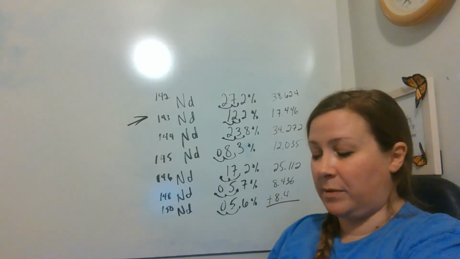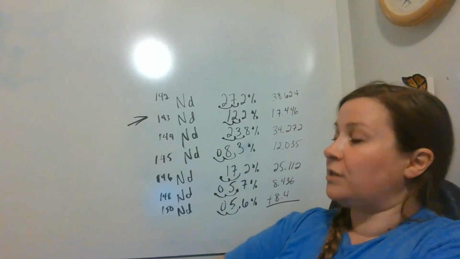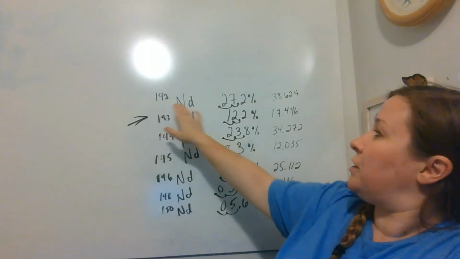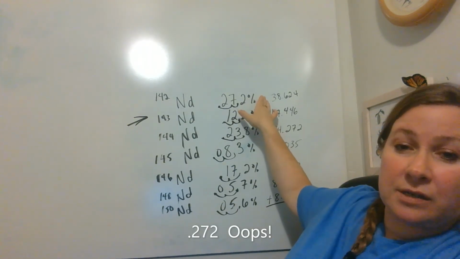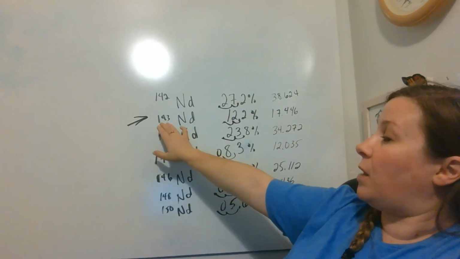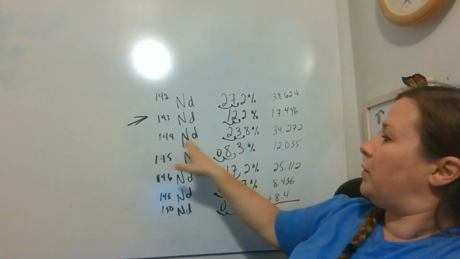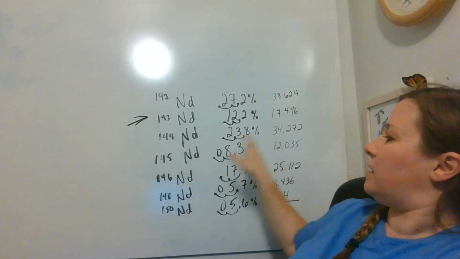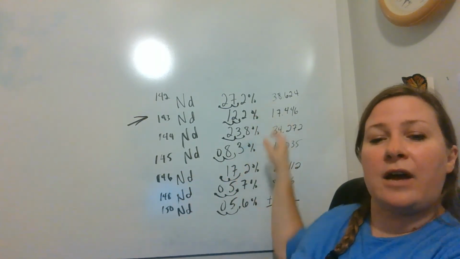Okay, so I've got my problem set up, and I've got some of the math done. Here's what I did. So I took 142 times 0.274, and I got 38.624. Then I took 143 times 0.122, to get that, 144 times 0.238 to get that, and so on and so forth. And now my last step is to add all of these up.